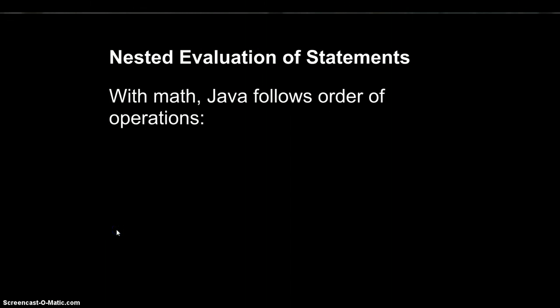Also, the computer can process multiple commands in a single statement. So we've got nested evaluation here. Java will follow the order of operations, and so if we have something like this, 1 plus 1, the quantity, times 4, it's going to evaluate 1 plus 1 first to make this 2 times 4, and then evaluate 2 times 4 to be 8. So Java can also handle multiple evaluations in a single statement. Okay, so that's the basic building block of our code.